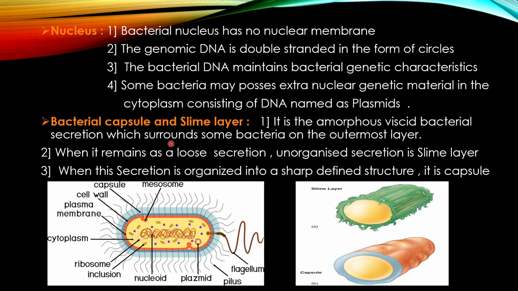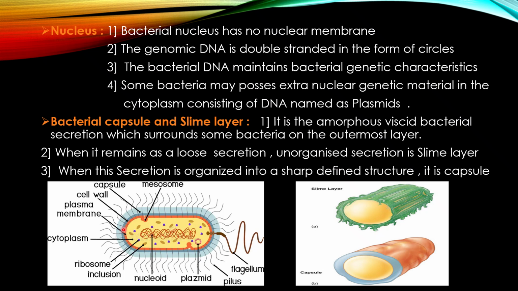Next, the outermost layer is the capsule. The bacterial capsule or slime layer is the amorphous viscid bacterial secretion which surrounds some bacteria on the outermost layer. Here amorphous means there's no particular shape, and viscid means a glue like substance. So this glue like substance will be present around the bacteria.